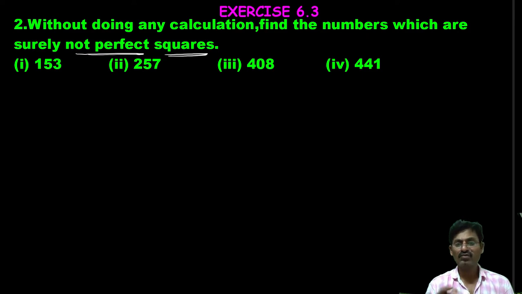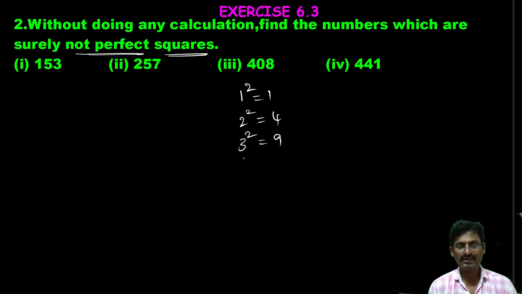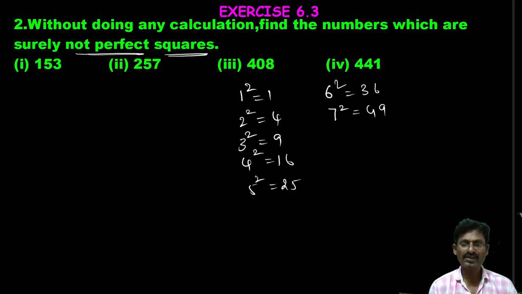For that, what we need to know is, in the square of any number, what could be the digit in units place. Suppose if you take 1 square, that is 1, 2 square, that is equal to 4, 3 square equal to 9, 4 square equal to 16, 5 square equal to 25, then 6 square equal to 36, 7 square equal to 49, 8 square equal to 64, 9 square equal to 81 and 10 square equal to 100.